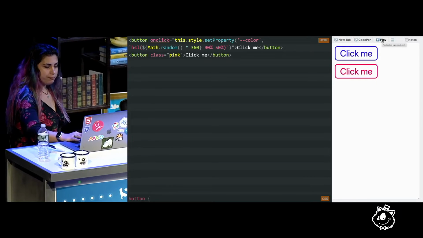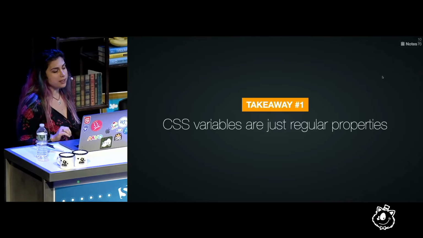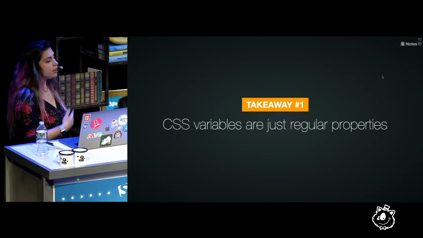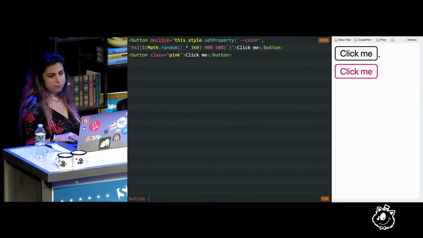All right. So now, the first thing is that CSS variables are just regular properties, as you probably know, and they're actually inherited properties.